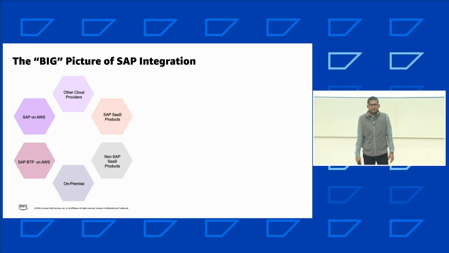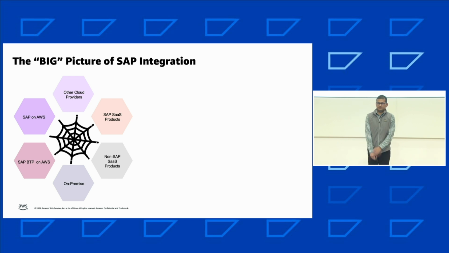So what you would do if you don't have a very robust integration strategy, you would have a spaghetti of integrations, everything going point to point. It's where it goes easily out of hand.